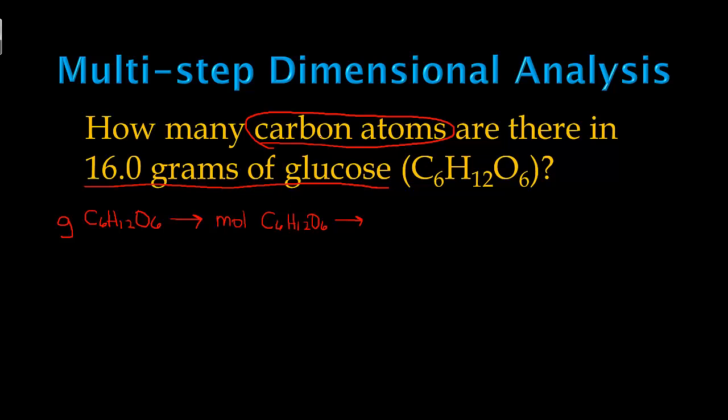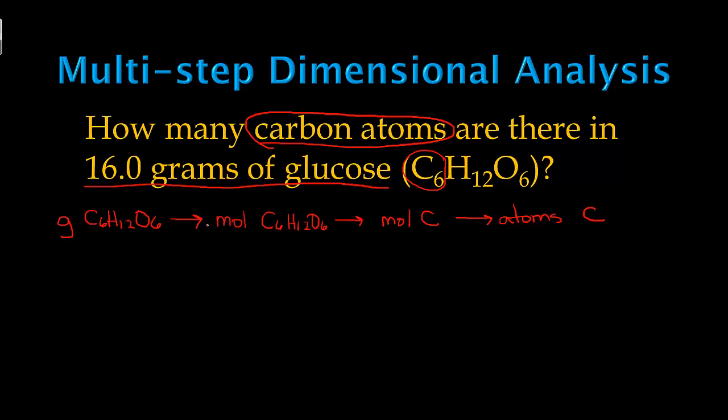Now we're looking for carbon, not glucose, and there are 6 carbon atoms in glucose. So we're looking for the number of carbon atoms, not the number of molecules of glucose. But if we have moles of glucose, we can find moles of carbon. You are allowed to go from moles of one substance to moles of another substance. And then once you're at moles of carbon, you should know by now we can go to carbon atoms using Avogadro's number. So then we're going to go to atoms of carbon.